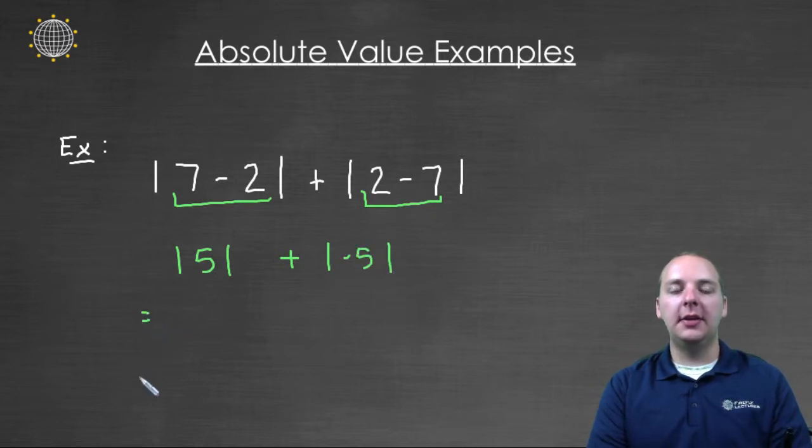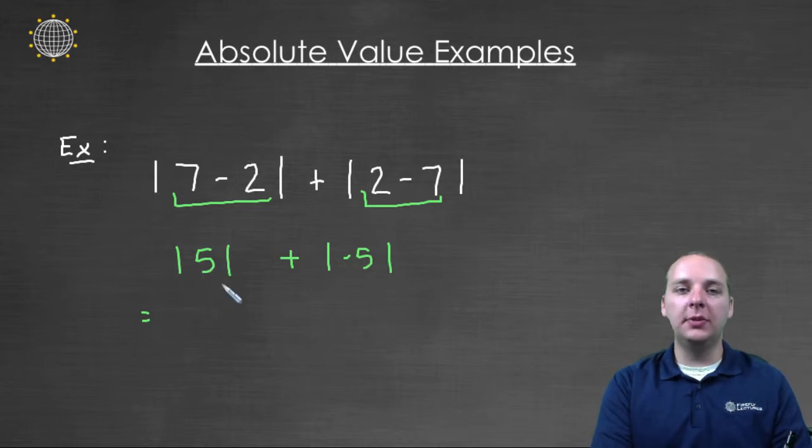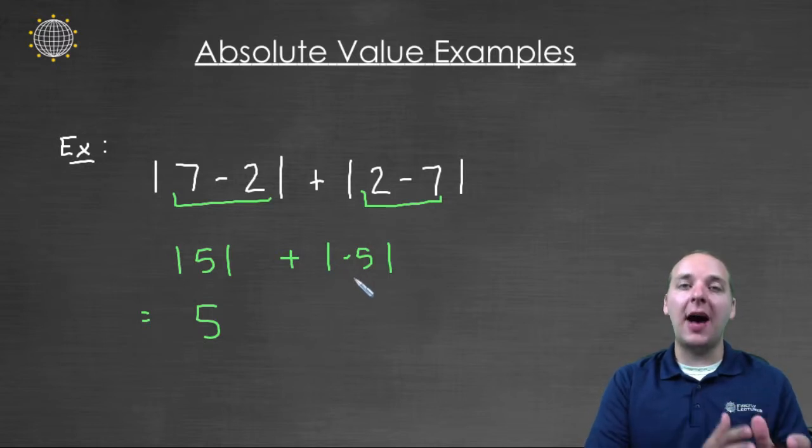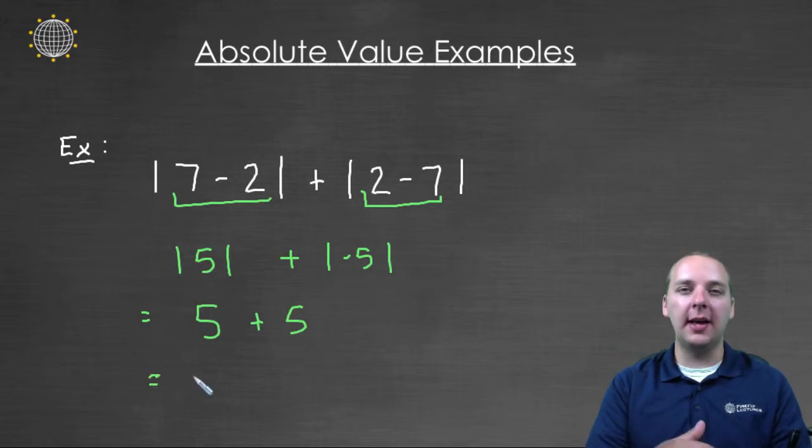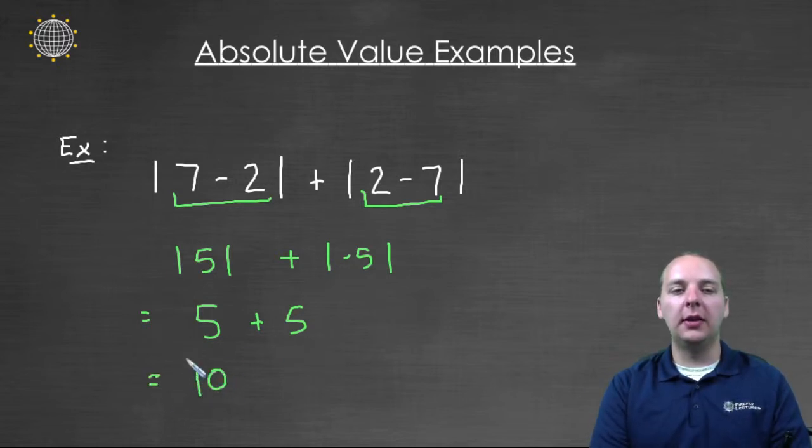All right, so now it's time to take absolute values. The distance that 5 is away from 0 is 5. So basically we drop the absolute value sign since this number is already positive. And negative 5, on the other hand, is 5 units away from 0. So the absolute value of negative 5 is also 5. And so really we have 5 plus 5, and we're going to write both of those without the absolute value symbols, so our final answer would be 10.